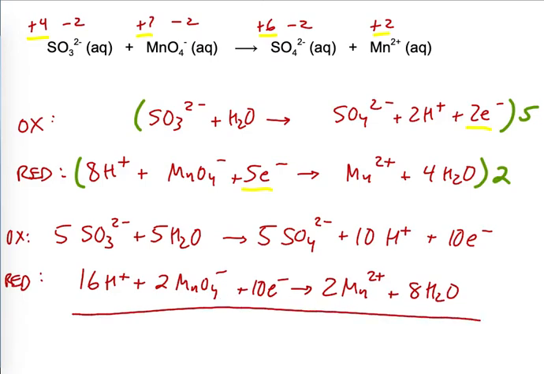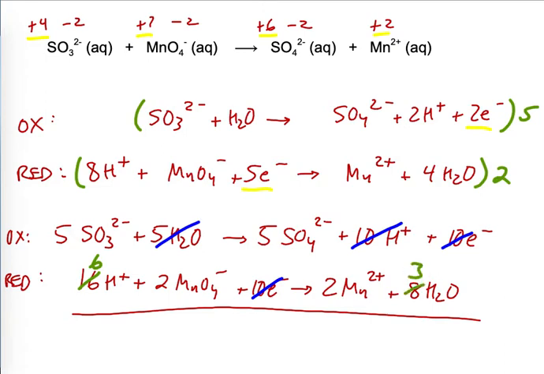Let's see what cancels. Oh, electrons cancel electrons. I've got 10 hydrogen ions on the product side, 16 on the reactant side. These all go away, and this becomes a 6. I've got 5 water molecules on the reactant side, 8 on the product side. These all go away, and this becomes a 3.